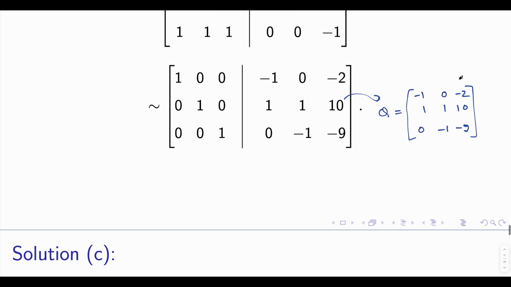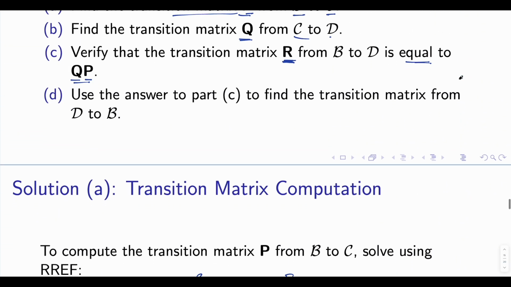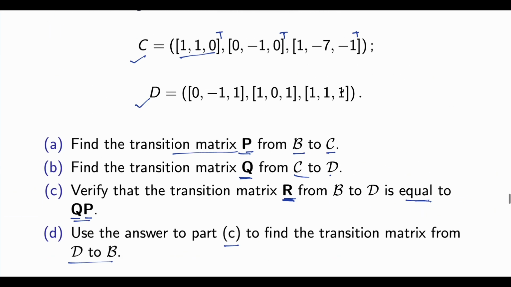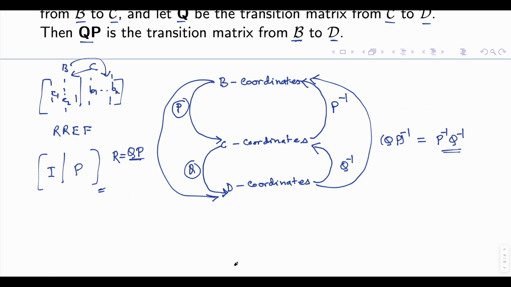Okay. And what is the last part? Last part, they are saying to use the answer to part C to find the transition matrix from D to B. D to B we have to go. D to B means, you see here from this picture, this is basically R inverse, right? R inverse is nothing but, R is equal to QP, so (QP) inverse. (QP) inverse is P inverse Q inverse. Already you have QP in your hand, which is R. So you can just use the formula for getting the inverse, and your part will be done.